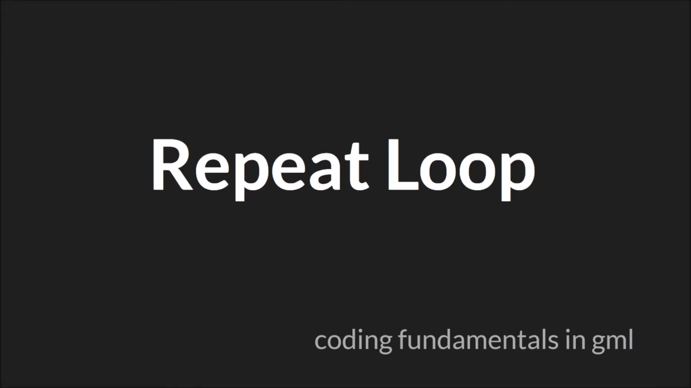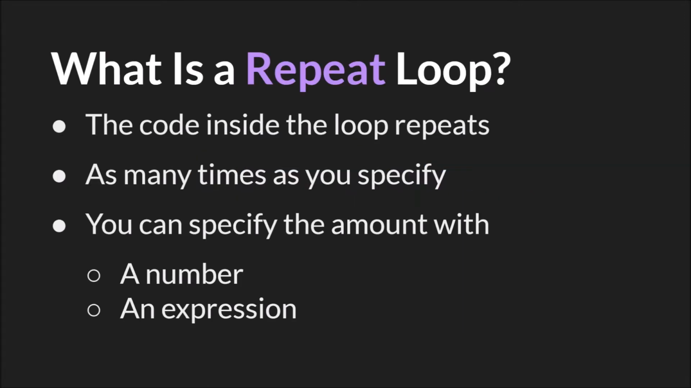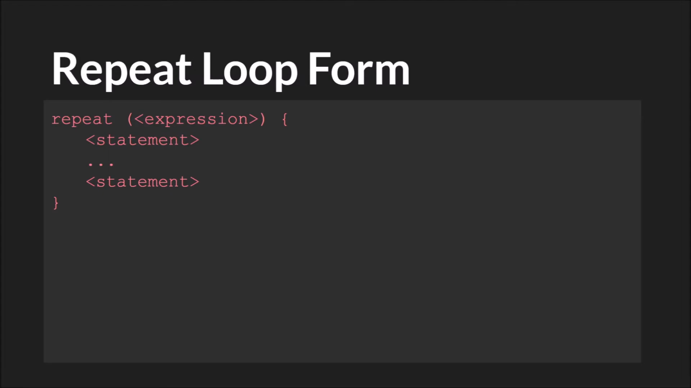My name is Sam Spade, and in this tutorial, we're going to be talking about repeat loops. A repeat loop is GML's simplest loop. It simply repeats the code inside the loop as many times as you specify, and you can specify that amount with a number or an expression. The form of the repeat loop looks like this. You say repeat, then the number or expression, and then your code.